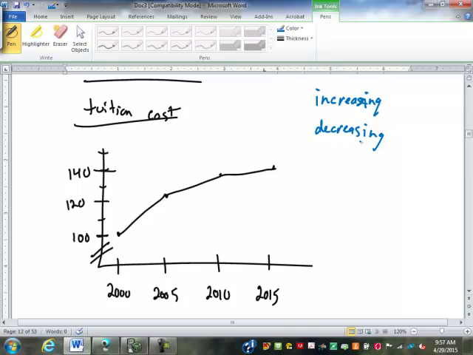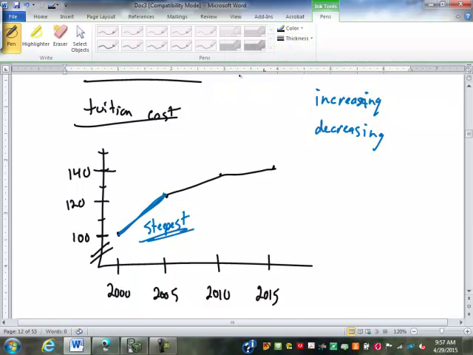It also tells us where it's increasing the fastest or decreasing the fastest. Here is where the graph is the steepest. Since the graph is the steepest, that is where the fastest change is occurring. Make sense? So that is our most rapid change. Since it's increasing there, that's the greatest rate of increase. So that's what a line graph is good at.